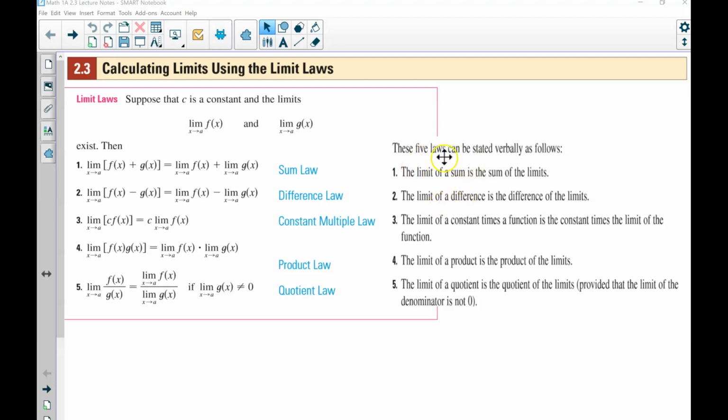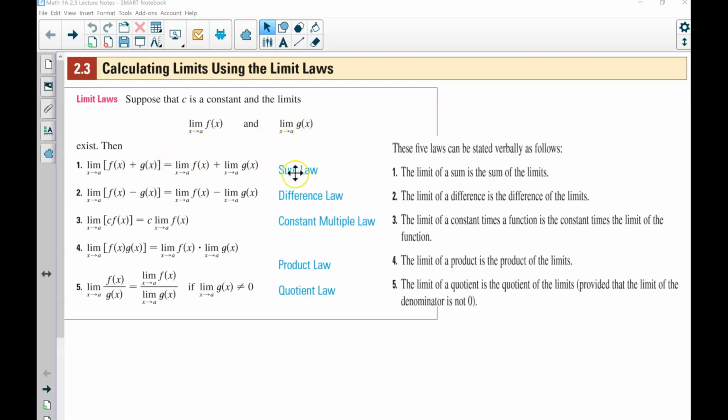So what I'll do here is use and state these laws verbally, which is what is here on the right hand side. But in order to have these laws, we have to say that c is a constant and that the limits as x approaches a of f of x and as x approaches a of g of x exist.